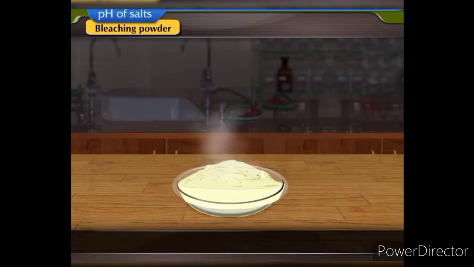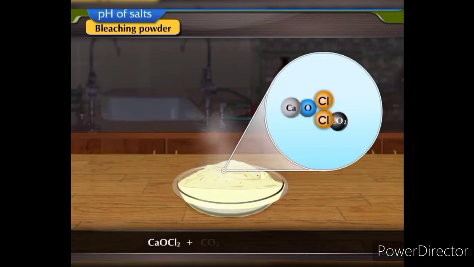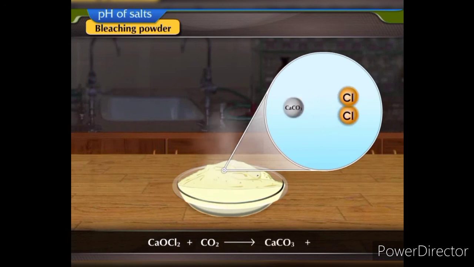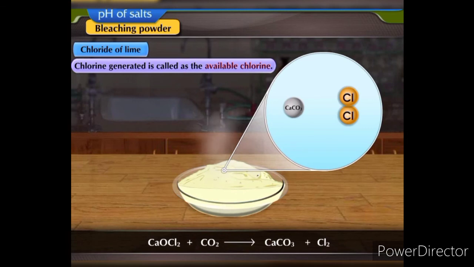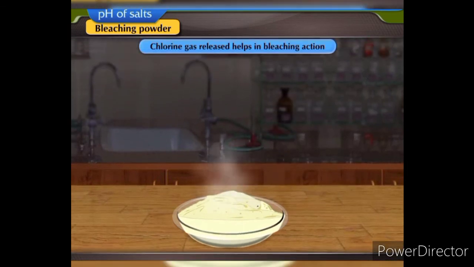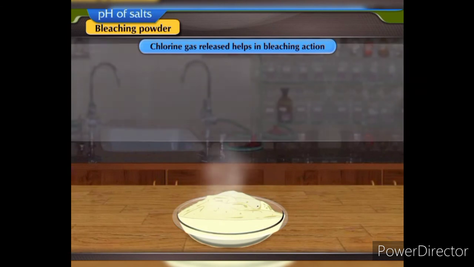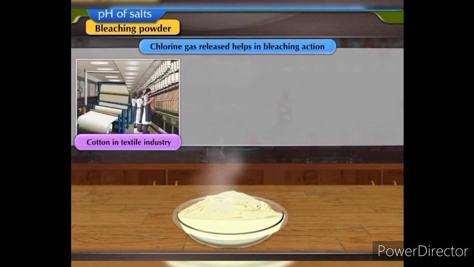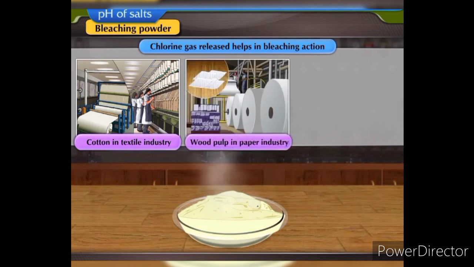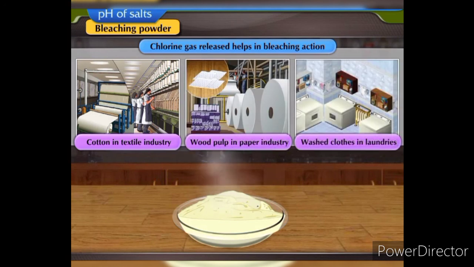When bleaching powder is exposed to air, it combines with carbon dioxide to form calcium carbonate and chlorine gas. This is the reason why bleaching powder is also known as chloride of lime, and the chlorine generated is called the available chlorine. This chlorine gas released helps in the bleaching action of cotton in the textile industry, wood pulp in the paper industry, and in the bleaching of washed clothes in laundries.